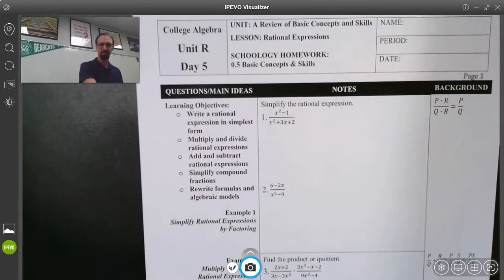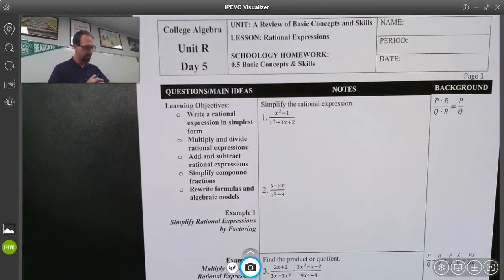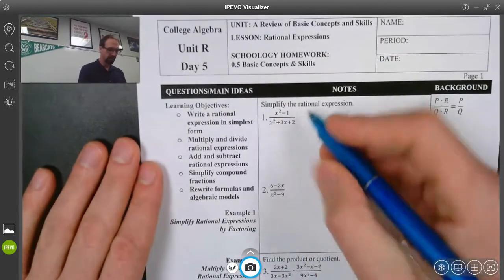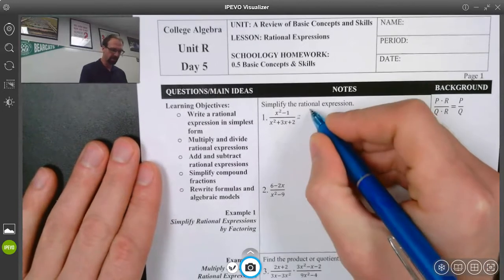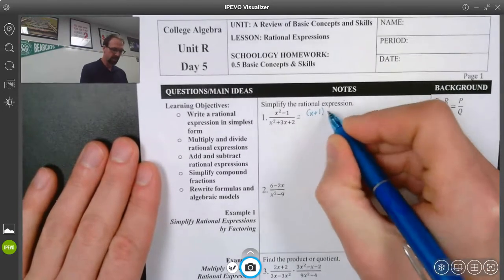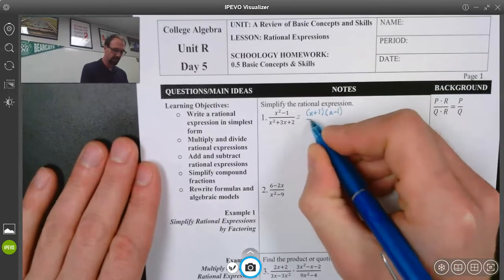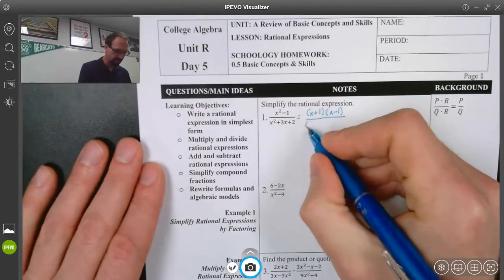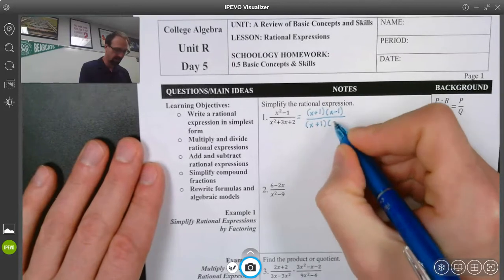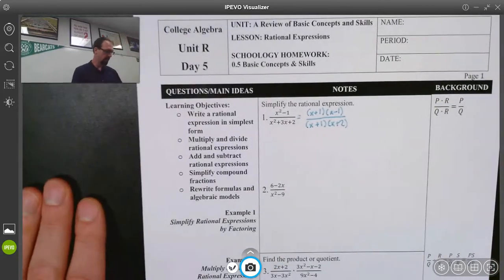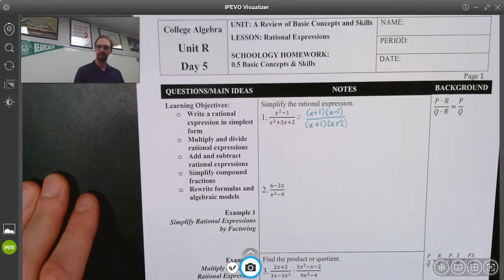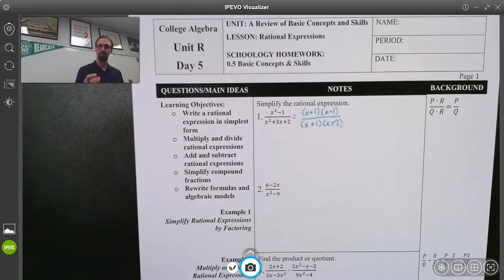Number one, simplifying the rational expression. What we have here is x squared minus 1 over x squared plus 3x plus 2. So x squared minus 1 can be factored into x plus 1 and x minus 1. And then x squared plus 3x plus 2 can be factored into x plus 1 and x plus 2. So what we have here is x plus 1 in the numerator and x plus 1 in the denominator. We can cancel both of those out because we're multiplying that entire term by everything else.